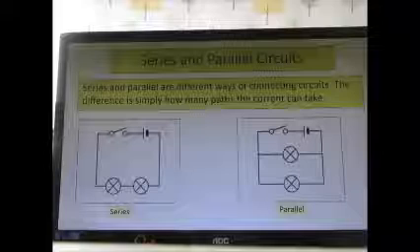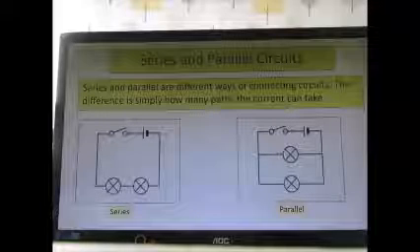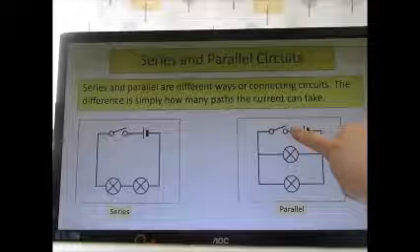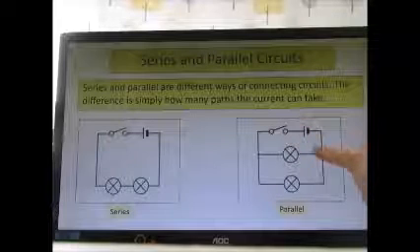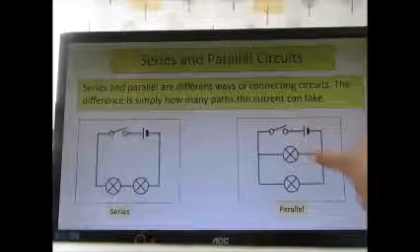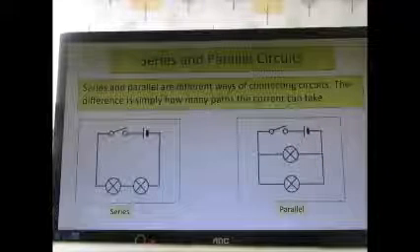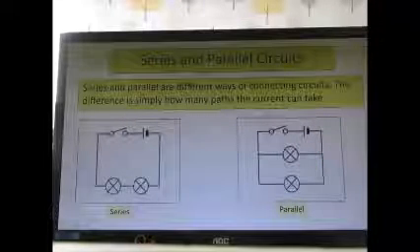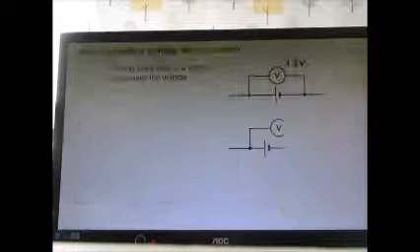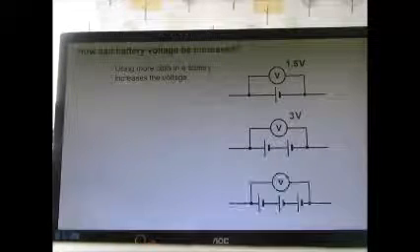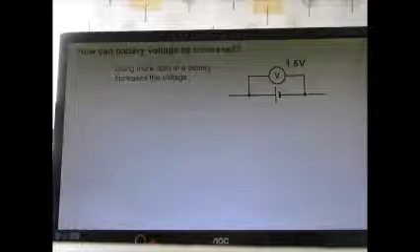In a parallel circuit there are branches and different paths for the electricity to follow. So if you look here, once you get to the junction, the electricity can flow this way or it can flow this way. Okay, so that's the difference between the two different circuits. Now, parallel circuits can have lots of branches, they don't just have to have two.